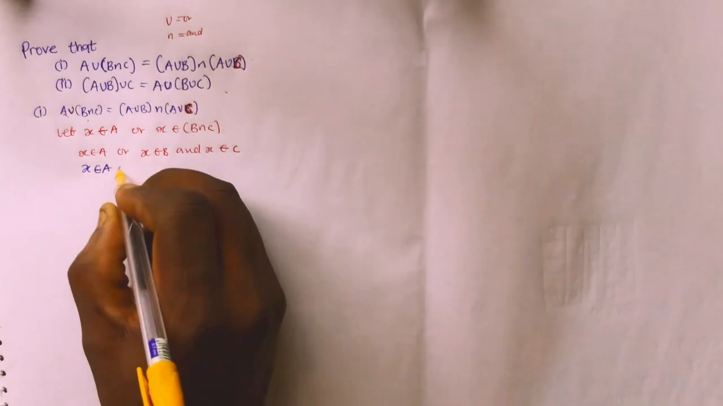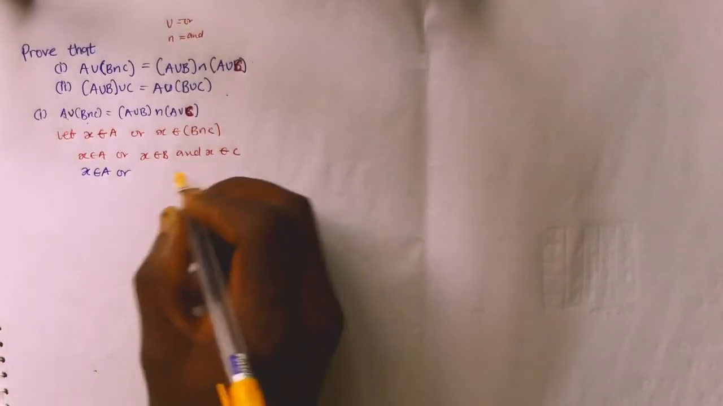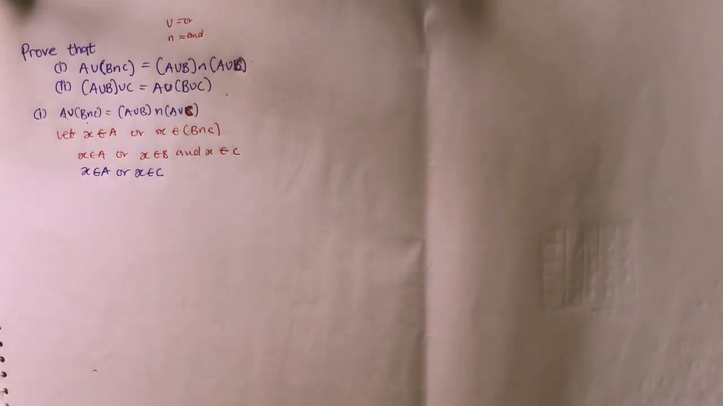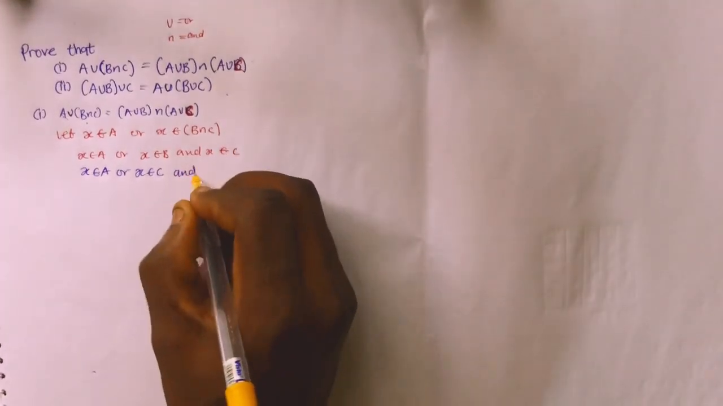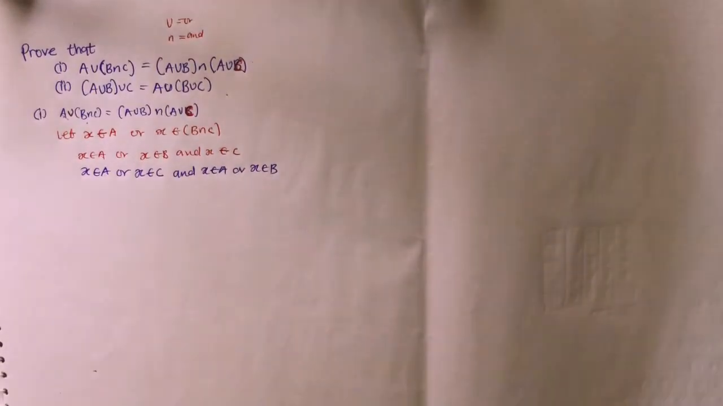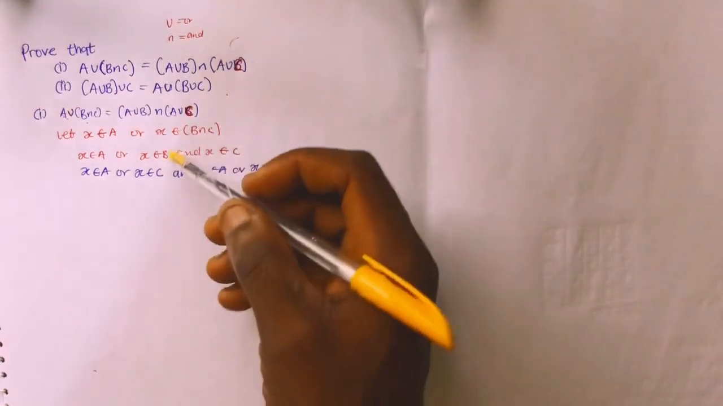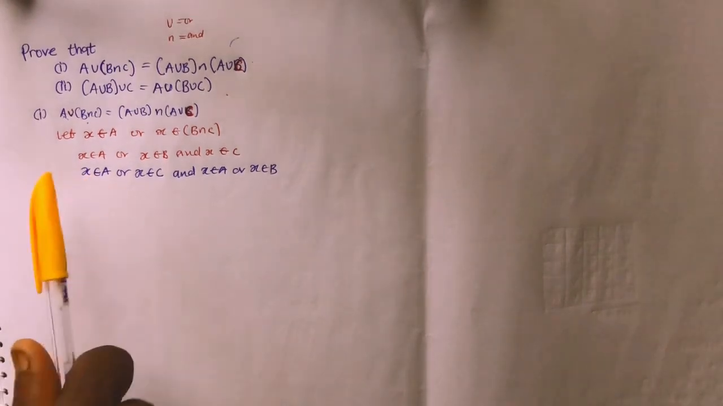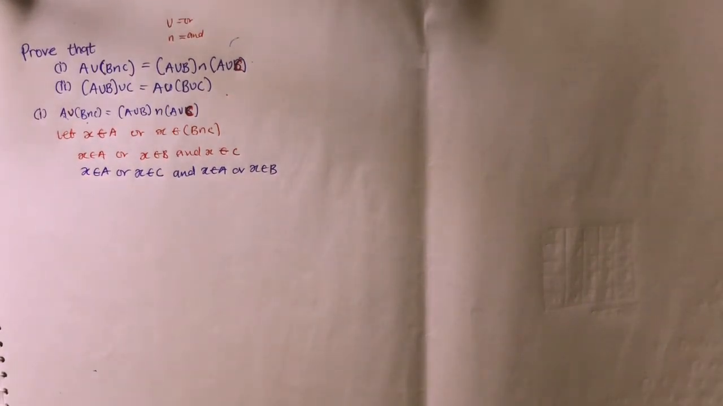or X is a member of C, and X is a member of A or X is a member of B. The reason is that the first case I'm proving right now is the distributive property. So that means I need to distribute my A to what? To B and also to C.